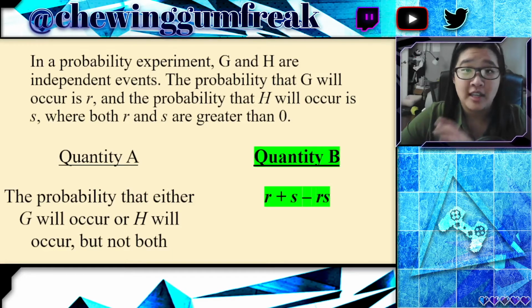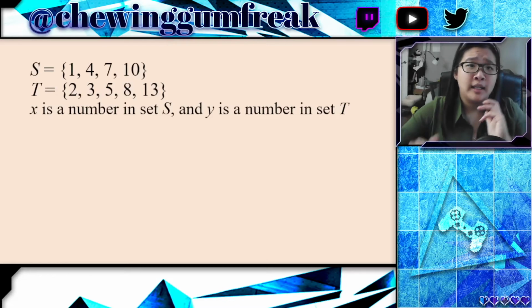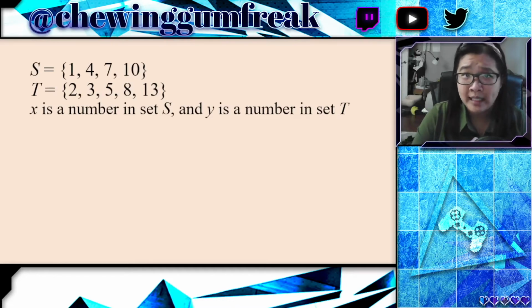That actually, fun fact, would represent the times when G or H occurs, including when they both occur. In order to get the probability when not both of them occur, you would have to subtract an additional R times S. Now, I want to move on to another example here.